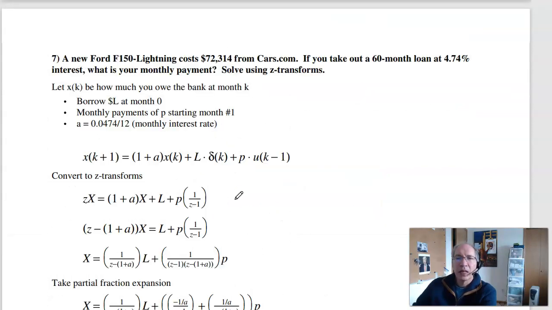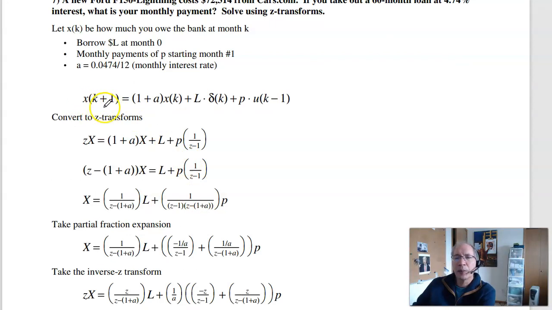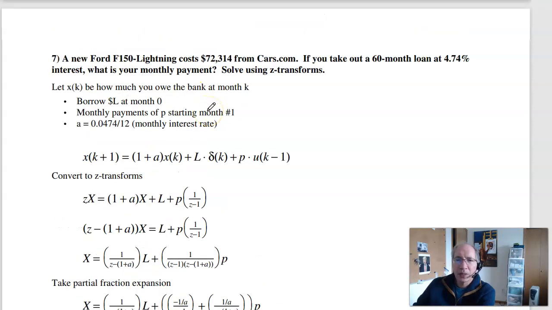Finally, if I want to buy a Ford F-150 Lightning for $72,000 on Cars.com, take out a 60-month loan at 4.74% interest, what's my monthly payment? That's actually Z-transform. The way I would write that is the loan amount next month is the loan amount this month times 1 plus a, where a is the interest rate, plus the loan amount times delta of k. I borrow $72,000 at k equals 0, plus my monthly payment. And I don't pay during month 0, I start paying at month 1. So this is a unit step starting at k equals 1.